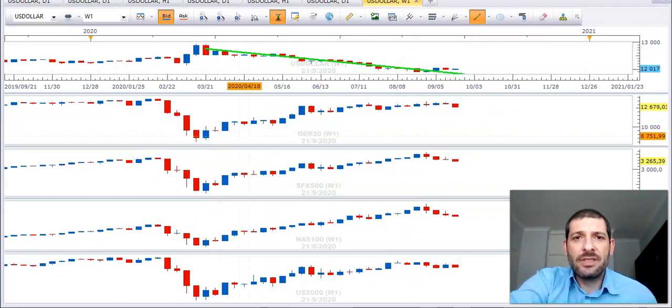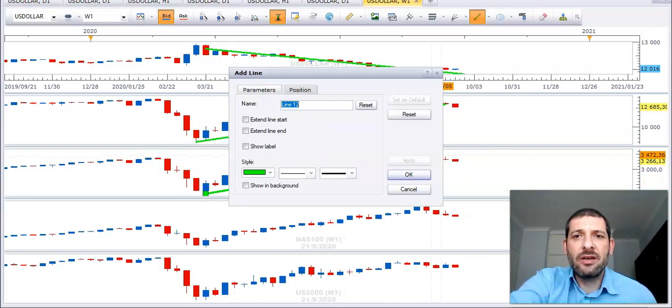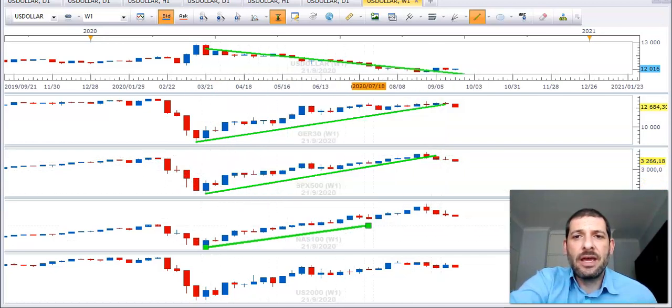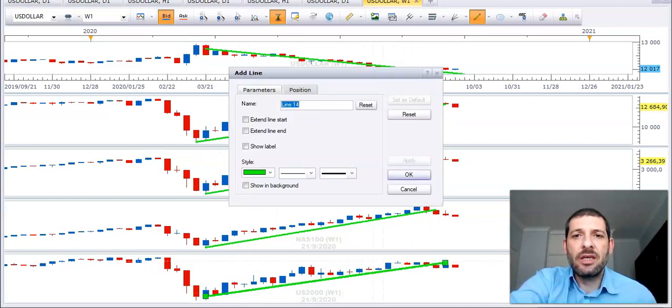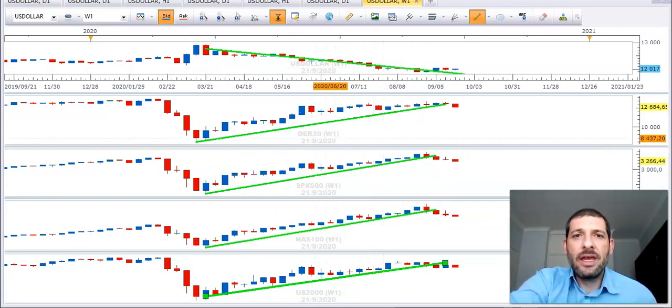As the US dollar comes down, the DAX has moved up. The S&P 500 has generally moved up. The Nasdaq 100 has generally moved up. And the Russell 2000 has generally moved up. So there is an inverse relationship, an inverse correlation between the greenback and the risk markets.